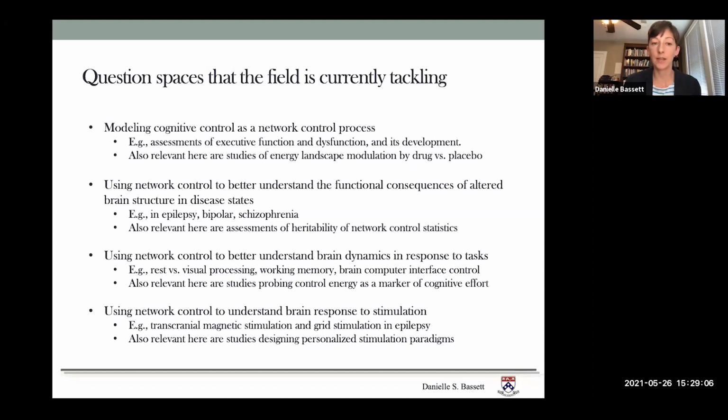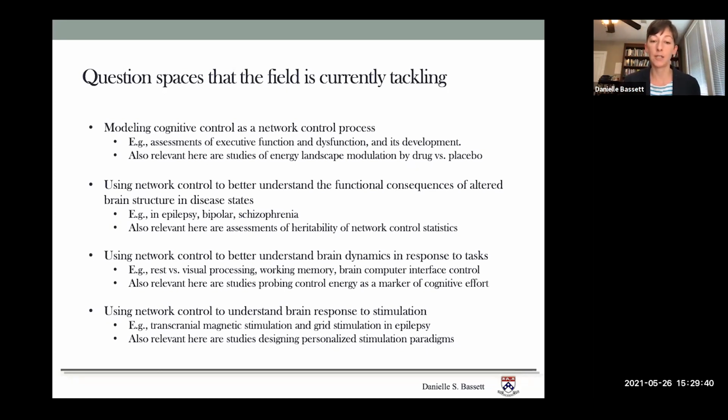So first, I've been really interested in modeling cognitive control as a network process. For example, using assessments of executive function and dysfunction and understanding its development. Also relevant here are studies of the energy landscape modulation by drug or by placebo that may enhance cognitive control capacities. The second broad umbrella area that people are working in is using network control to better understand the functional consequences of altered brain structure in disease states. So there are some beautiful papers in epilepsy, in bipolar disorder, in schizophrenia doing just that.